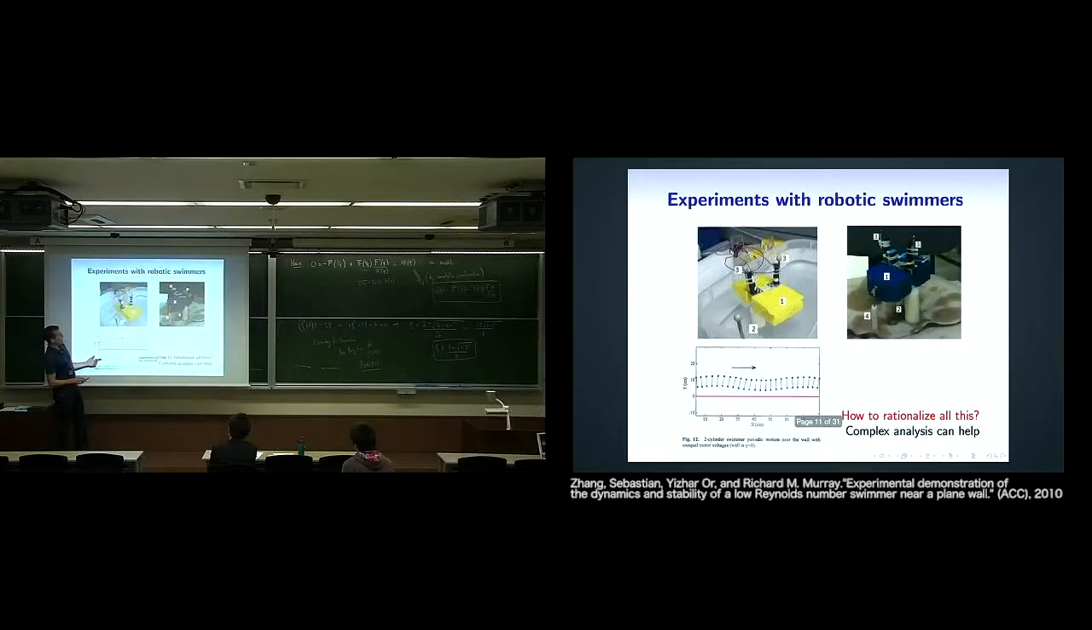And this is what was cute: at Caltech, Yizhar was visiting from Israel, and he was working with, I think it was a student, and they actually did experiments. This is a bath of viscous fluid. Look, you can see these cylinders here. These are sponges. You can imagine why they're there, to keep it afloat.